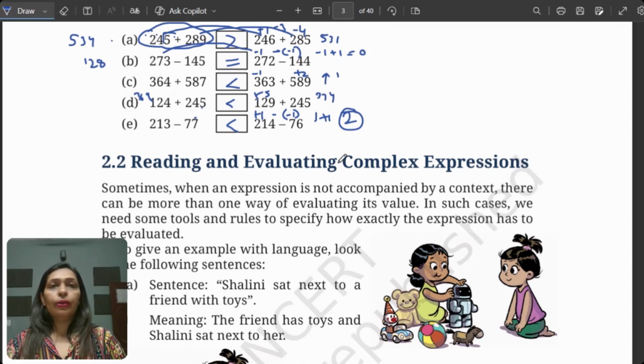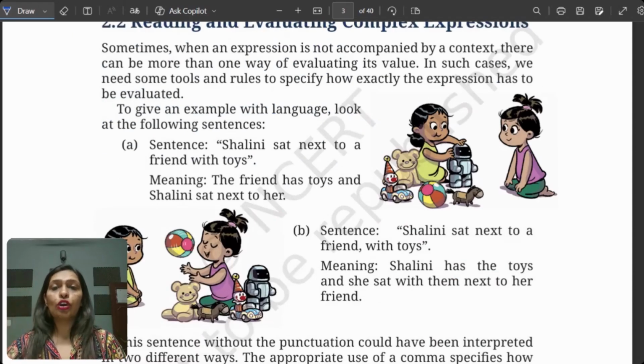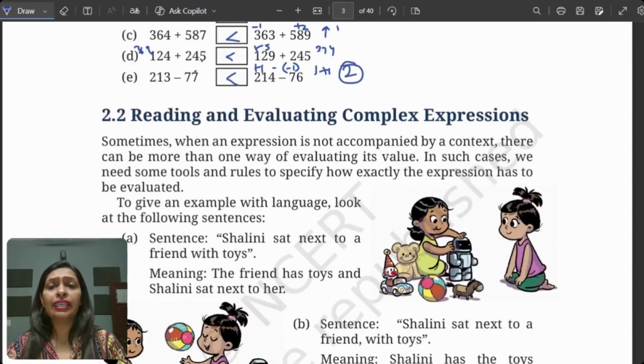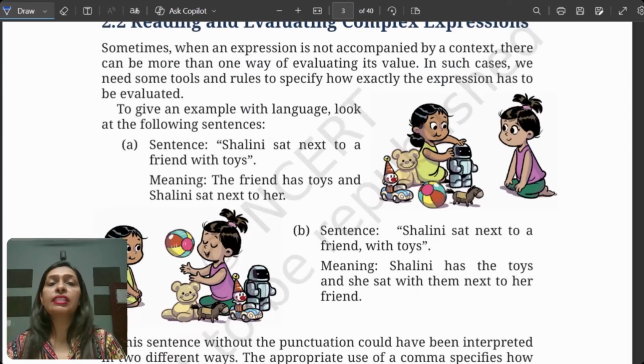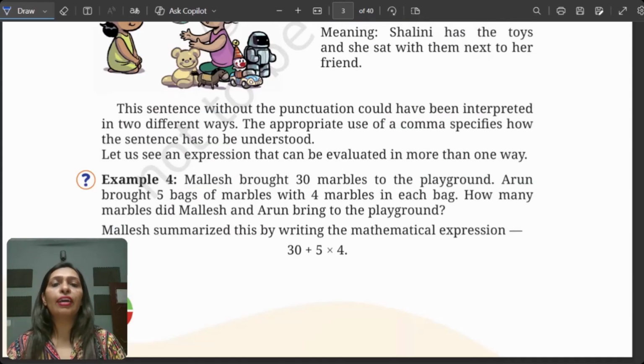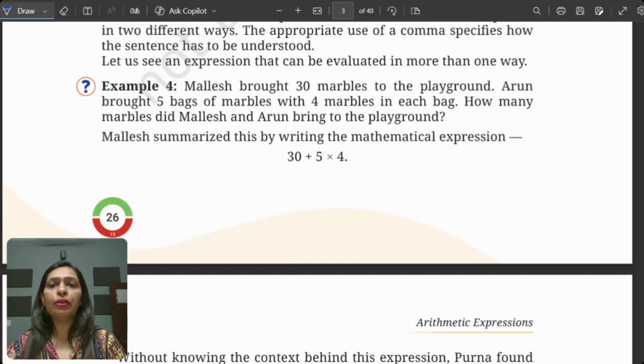Okay. All right. So let's go ahead with the next topic, where we are going to understand reading and evaluating complex expressions, meaning that in a word problem a statement is given to us and how we have to work. Let's say example number 4. Now what example number 4 says, Malesh bought 30 marbles. So there is a boy Malesh who brought 30 marbles to the playground, and there is another boy, Arun.